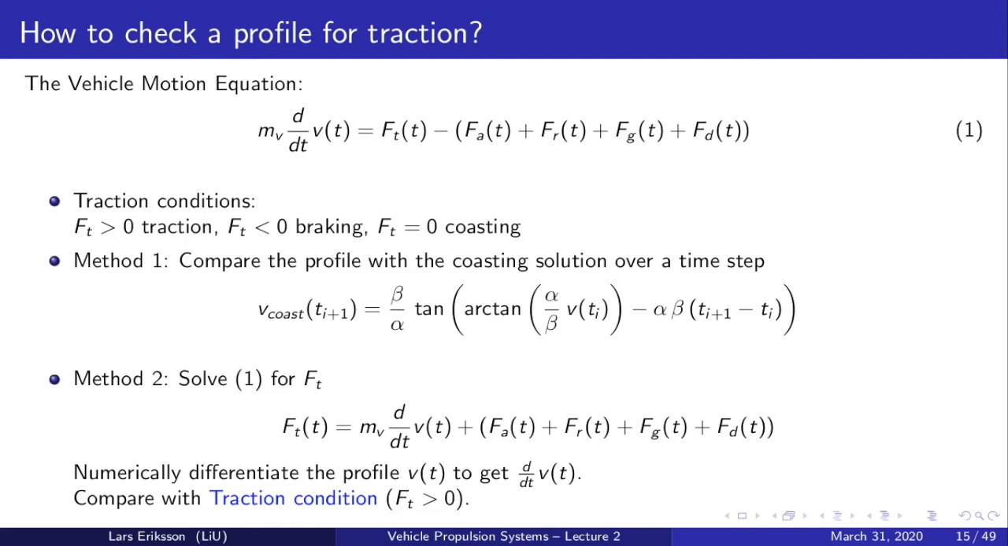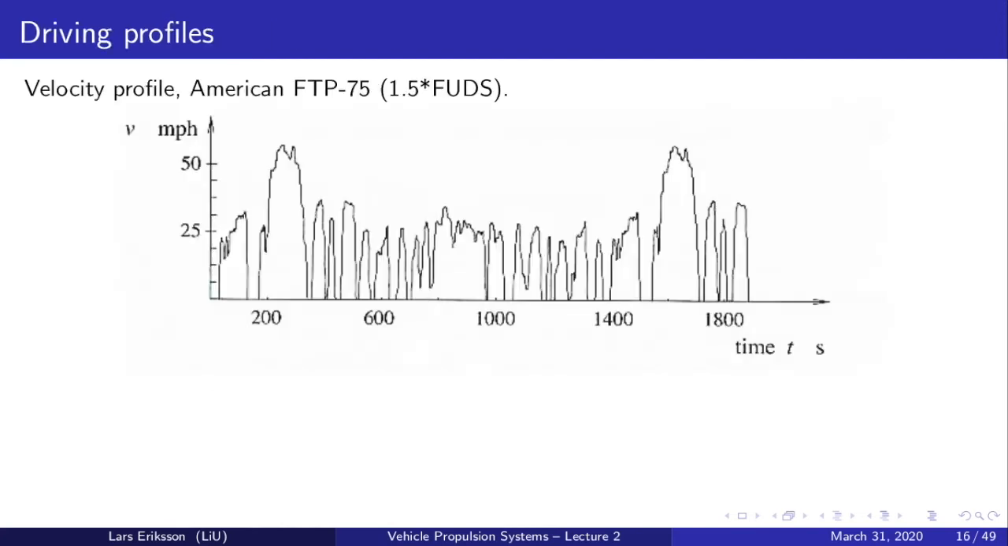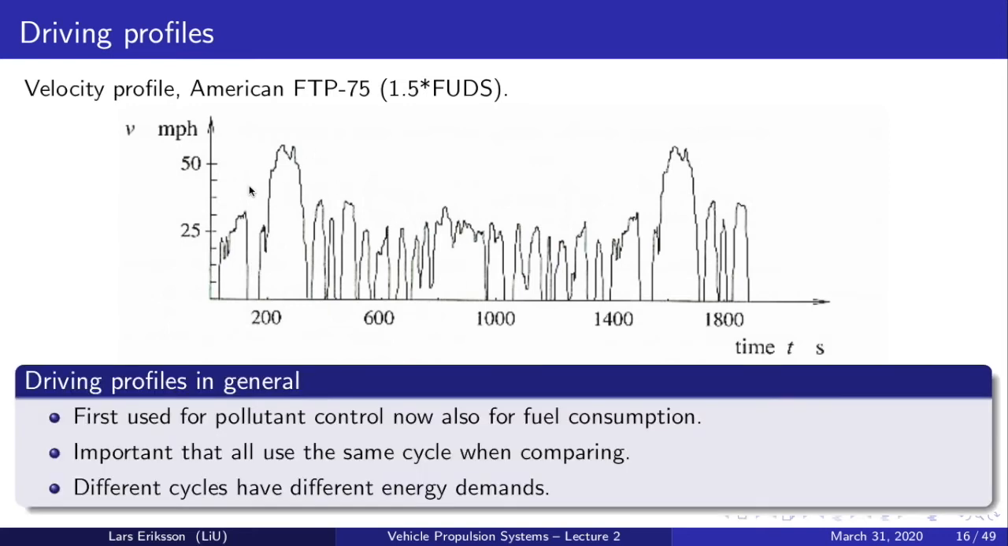How do these kind of profiles look like? We'll look at 3 different profiles in the coming slides. We have the American driving profile, the FTP75, which is the old American profile. For different times, starting from the starting point, we go over time and then we specify a velocity that we need to follow. Driving profiles in general, first we used for pollutant control, but now they're also used to specify fuel consumption when you certify the vehicle in terms of fuel economy and what class the car will belong to in terms of the environmental classes.